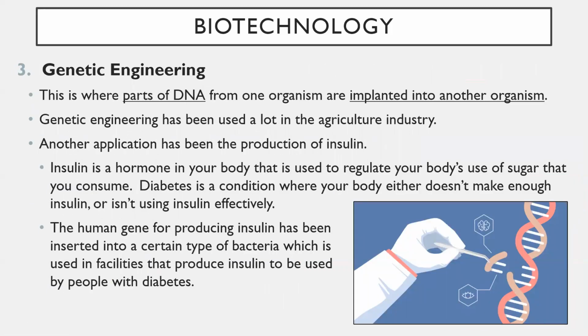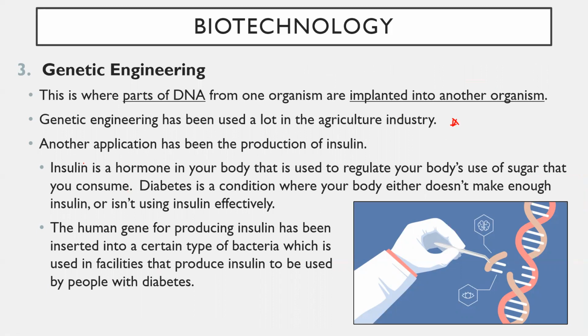This is where parts of DNA from one organism are implanted into another organism. Genetic engineering has been used a lot in the agriculture industry. It's actually a very important part of the agricultural industry, and it's produced organisms that are very beneficial and have a lot of really good traits. However, we'll get to that in just a second.